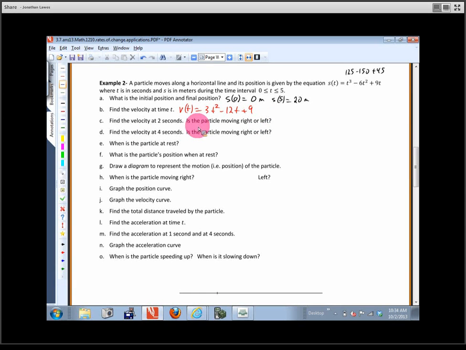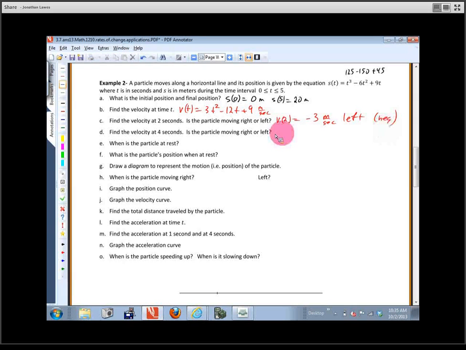Find the velocity at 2 seconds. So find what v of 2 is. Let's plug in a 2. That's going to be 12 minus 24 plus 9. So what do we end up with? Negative 3. What would the units be? Meters per second here, and that would be meters per second here. Is the particle moving to the right or to the left? Particle's moving to the left, and how do you know? Because it's negative. In this frame of reference, we're assuming right is positive, left is negative.